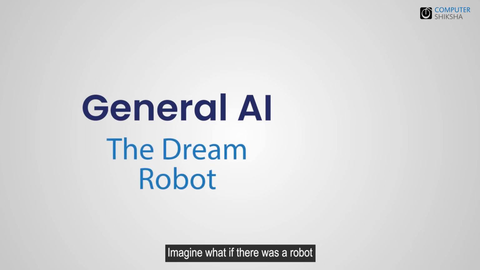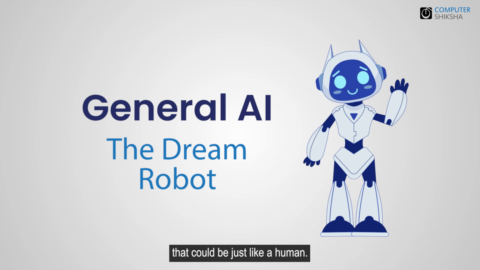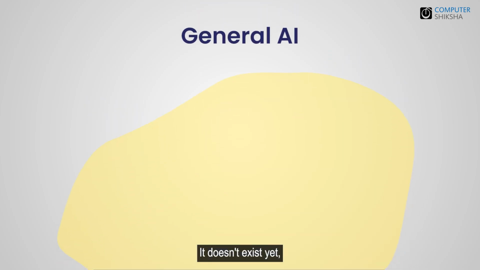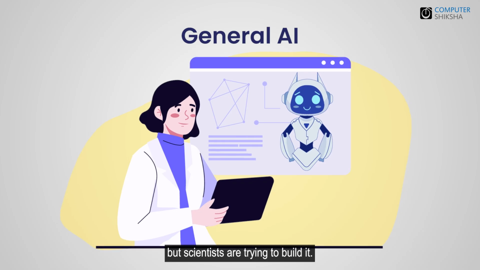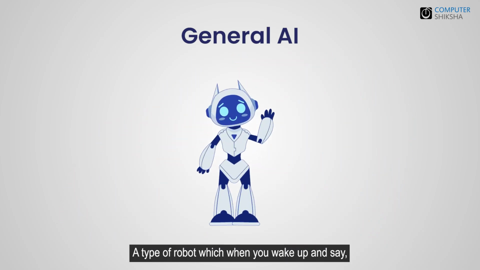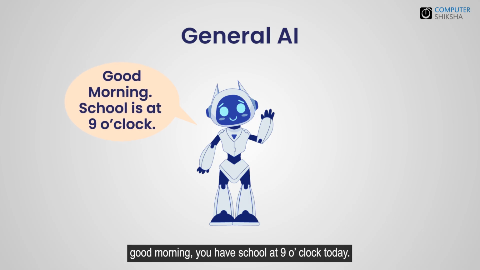Imagine what if there was a robot that could be just like a human. That is the dream of general AI. It doesn't exist yet, but scientists are trying to build it. A type of robot which, when you wake up and say, "Good morning," and the robot answers, "Good morning, you have school at 9 o'clock today."